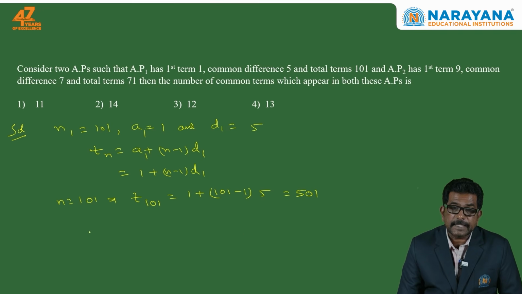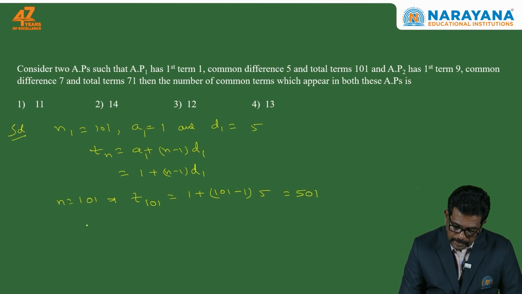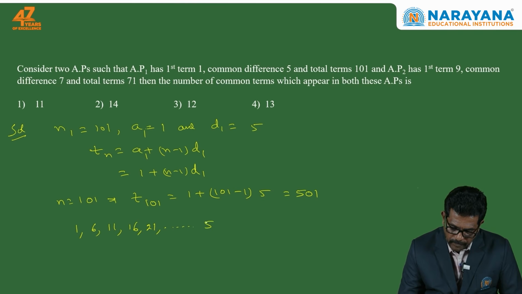The sequence becomes: the first term is 1, the common difference is 5, hence 6, next one is 11, next 16, next 21, and so on, up to 501. This is the first AP, AP1.